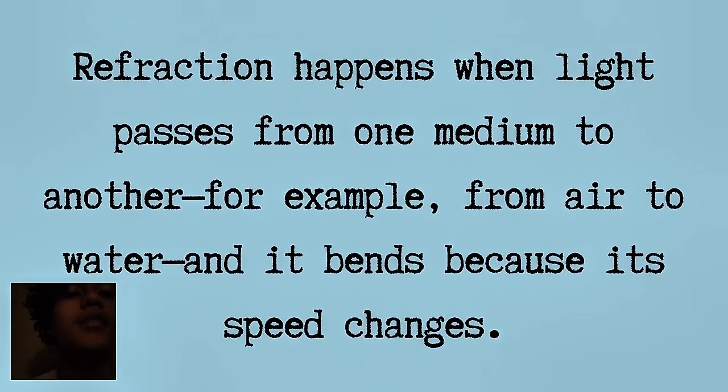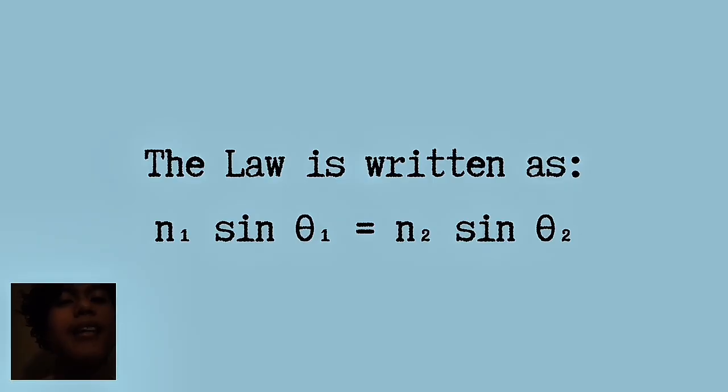The law is written as n1 sine theta 1 equals n2 sine theta 2. Here, n1 and n2 are the refractive indices of the two media. Theta 1 is the angle of incidence, and theta 2 is the angle of refraction. This means that how much the light bends depends on the properties of the two materials. For example, light slows down when entering water from air, which causes the light ray to bend toward the normal.